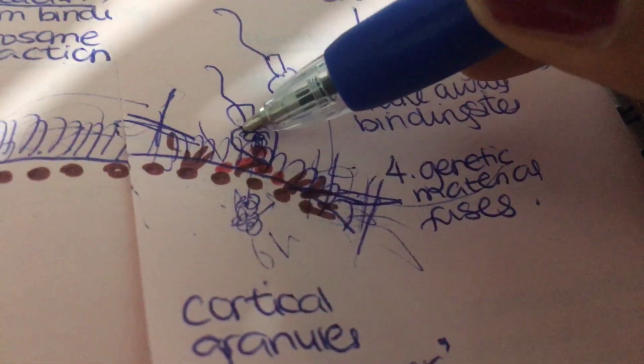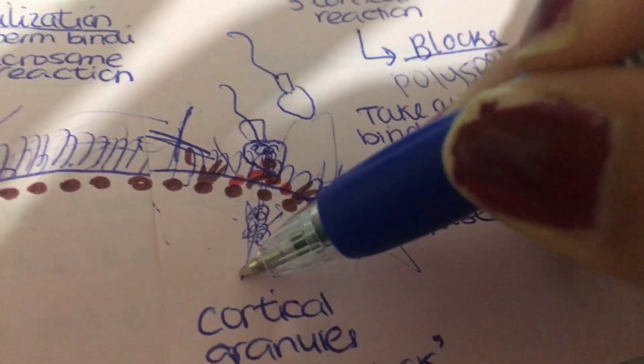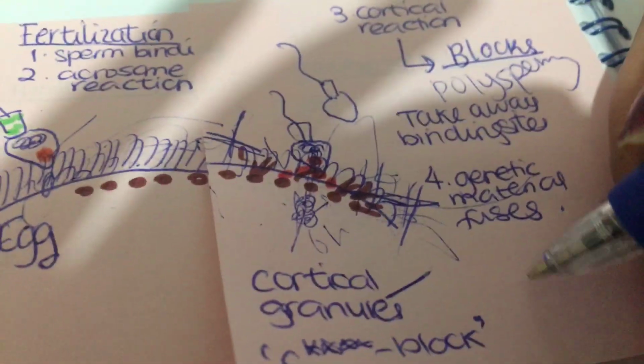And then basically the plasma membrane of the sperm and the ovum fuses, and the genetic material fuses, and this leads to something called fertilization.